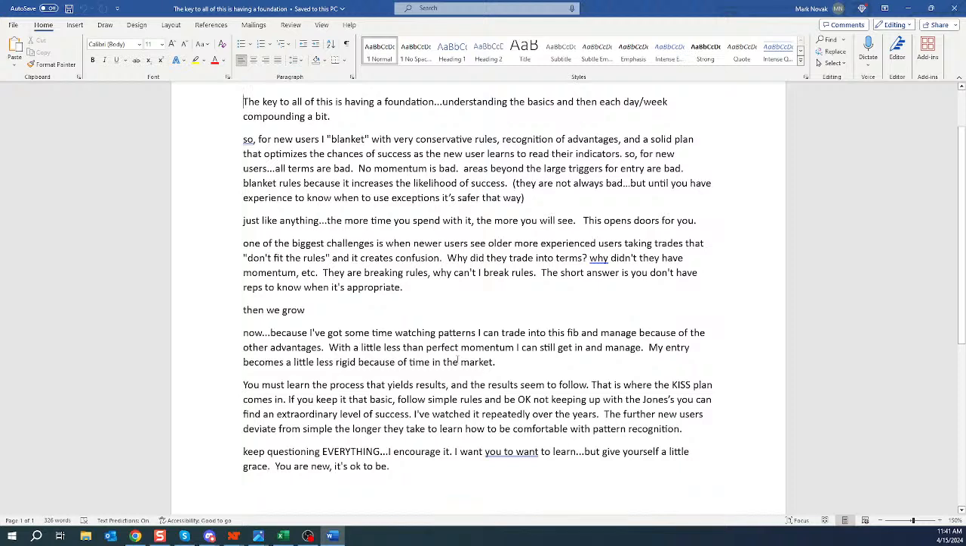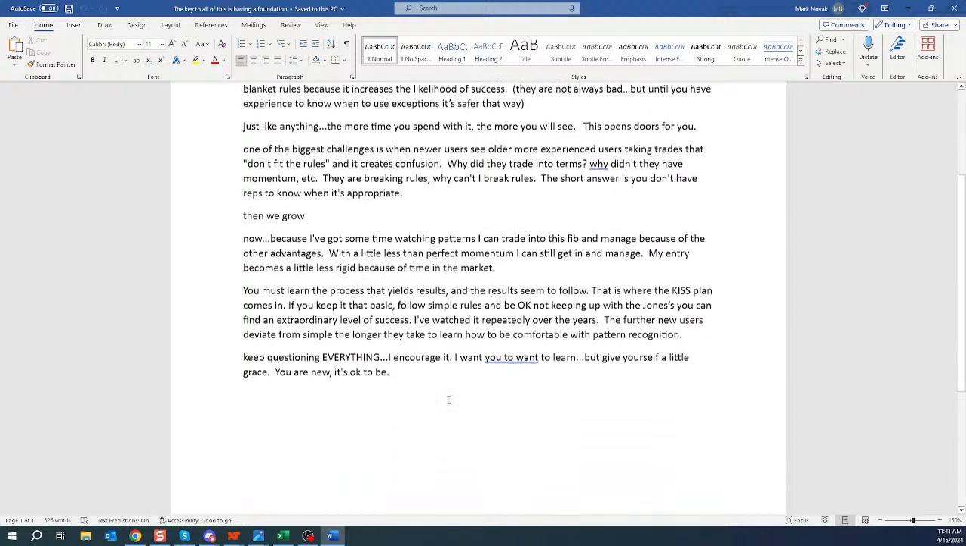Because once you get some time watching these patterns, you find that you can trade into a fib and you can manage it because of the other advantages present. The volume was still in May this morning, Paul. And with a little less than perfect momentum, I can get in and manage. And my entry, not at the best spot, I can manage because I'm a chart reader now.